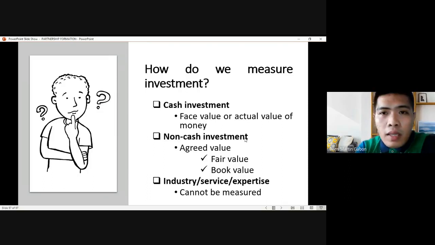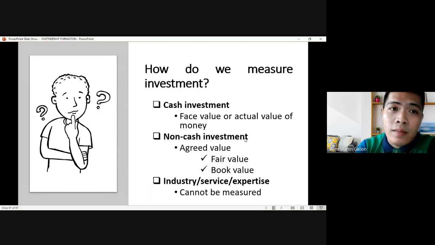For cash investment, we measure cash investment at the face value. When we say face value, it is the actual value of the money. If we still don't know what face value is, just look at my face. Joke. So face value, when we say face value, is the actual value of the money. If it is 1 million, then have it 1 million. Okay, no more, no less.